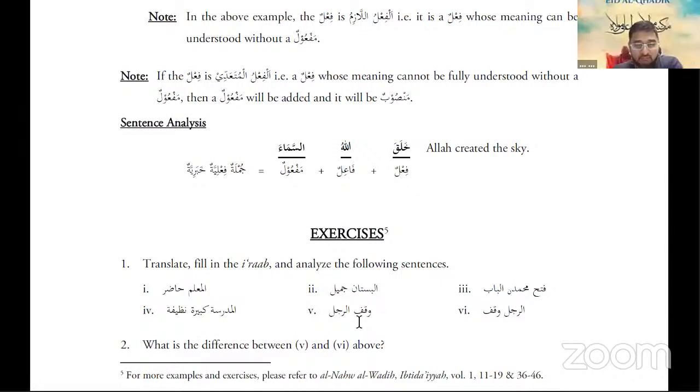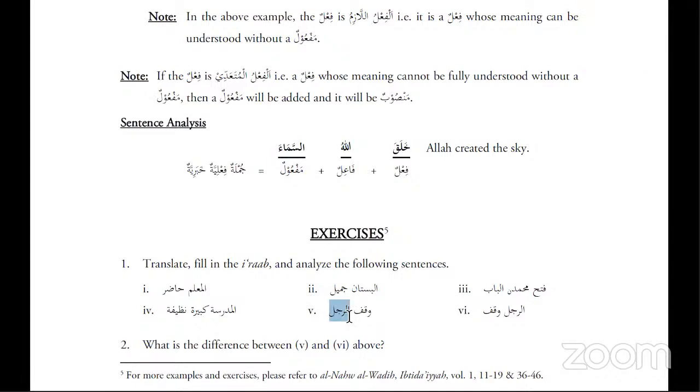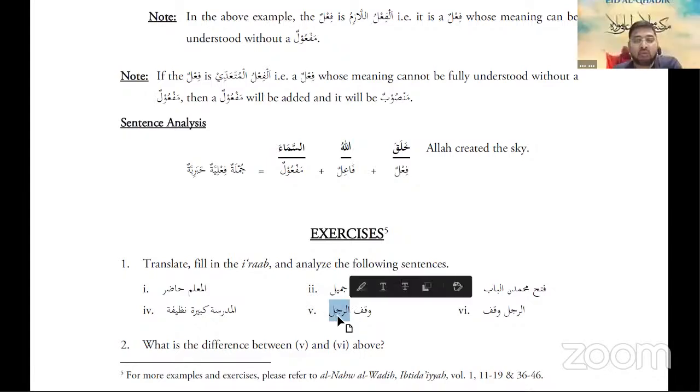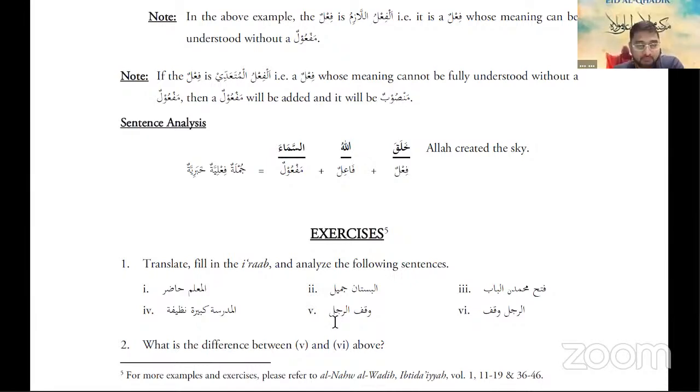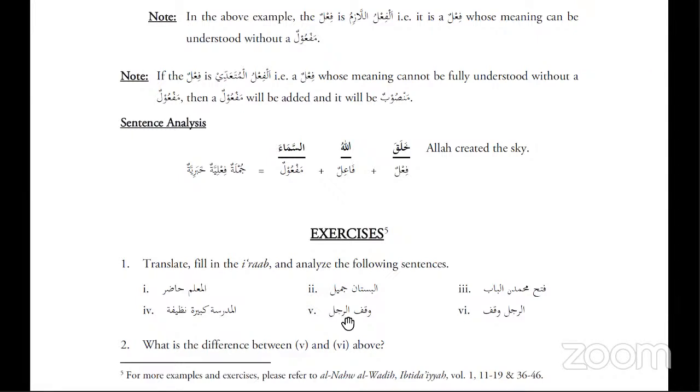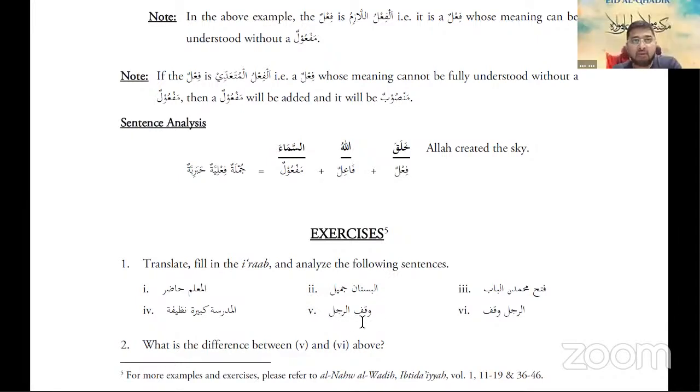So waqafa, he stood. So who stood? The word after waqafa, the man. Okay, the man stood. So what i'rab would ar-rajul have? Waqafa ar-rajulu. I would put ar-rajulu, but I didn't know what waqafa was. So what are we doing here? Waqafa ar-rajulu. Waqafa is the verb. Ar-rajulu is the subject, the doer.